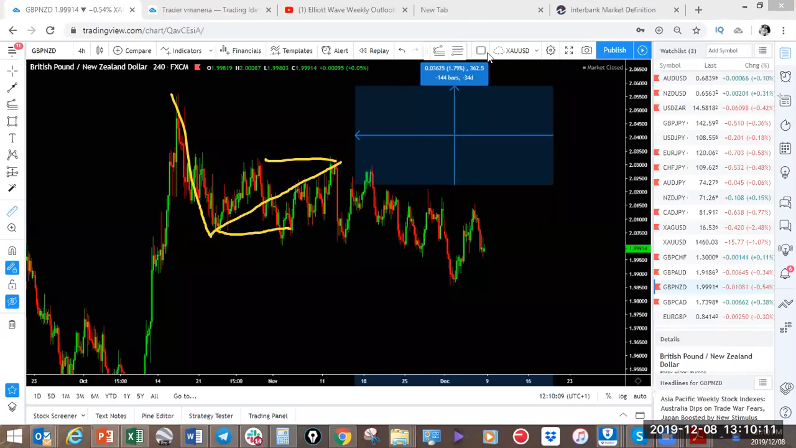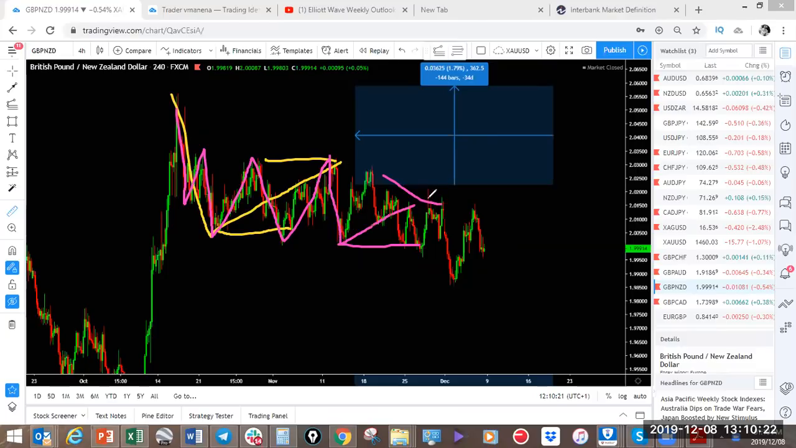Now you're looking for this one to have made a lower degree. 1, 2, 3, 1, 2, 3. Excuse me, guys, sorry about that. Okay, then you're gonna have this one here as an irregular flat, running flat like that. Okay, now we could be getting a continuation move from here.